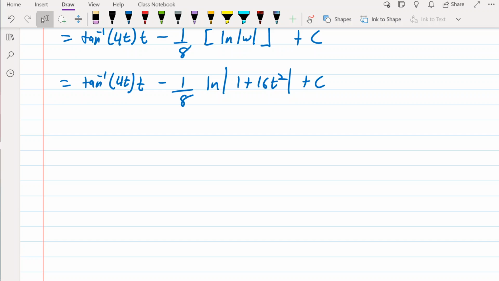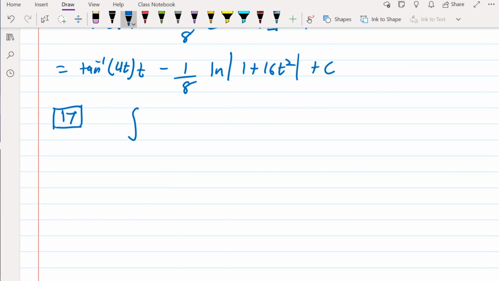Alright, I guess let's do one more of the 6.1 for this. Let's do number 17. For 17, we have the integral from 0 to 1/2 of x cosine of pi x dx. So we're going to want to set our u, du, v, dv up again.